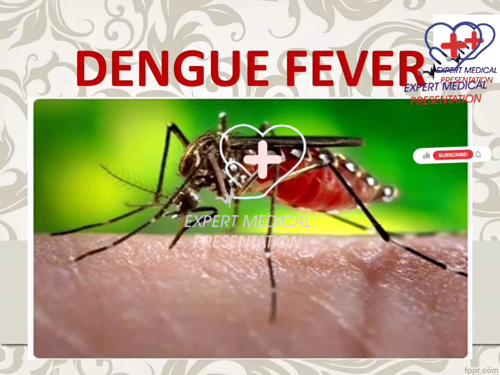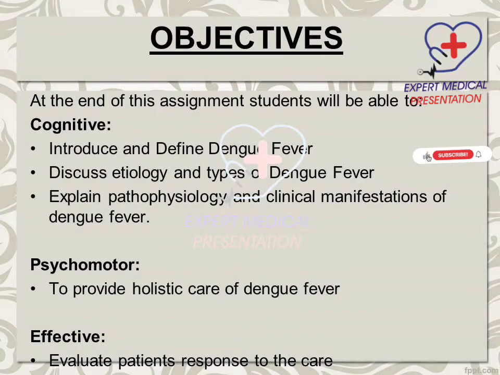Dengue fever. Objectives. At the end of this assignment, students will be able to: cognitive, introduce and define dengue fever; discuss etiology and types of dengue fever; explain pathophysiology and clinical manifestations of dengue fever. Psychomotor, to provide holistic care of dengue fever. Affective, evaluate patients' response to the care.